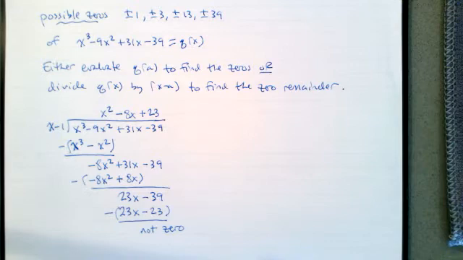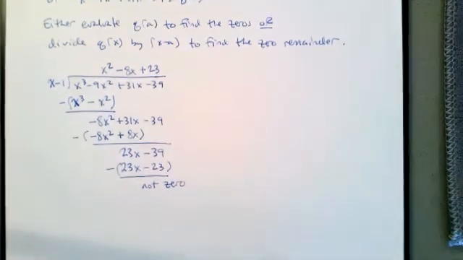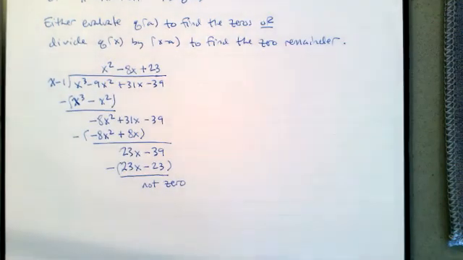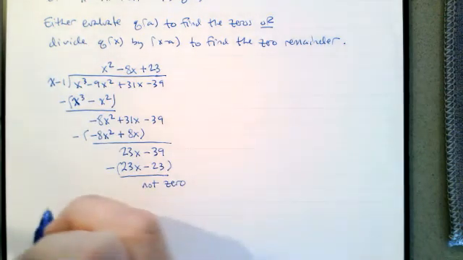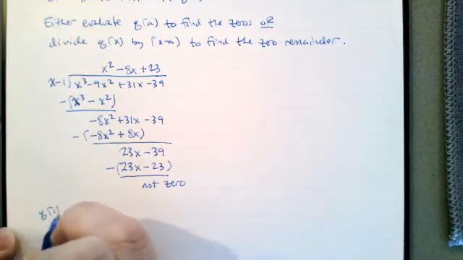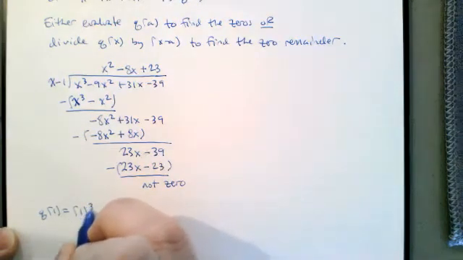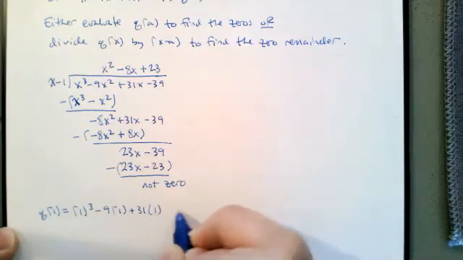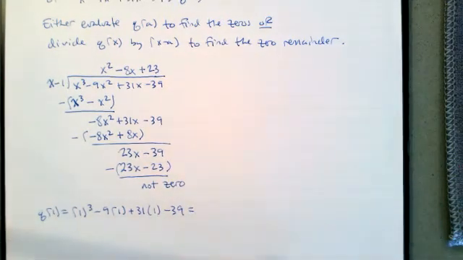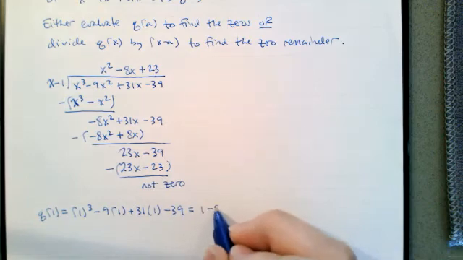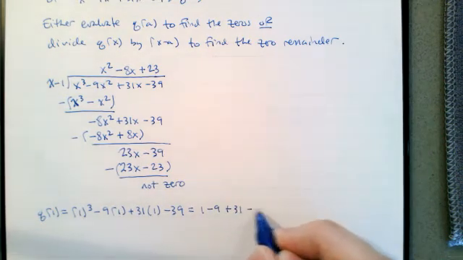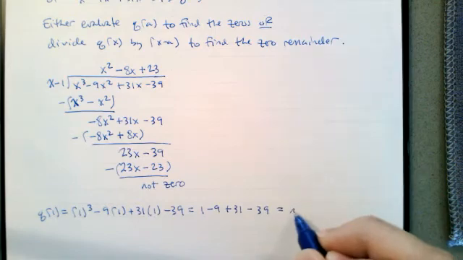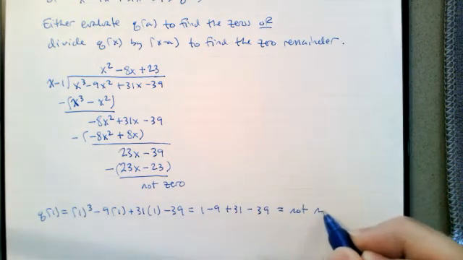We could also have found this out by trying to plug in 1. If we calculate q of 1, we have 1 cubed minus 9 times 1 plus 31 times 1 minus 39. So we get 1 minus 9 plus 31 minus 39, which is also the same, not 0.